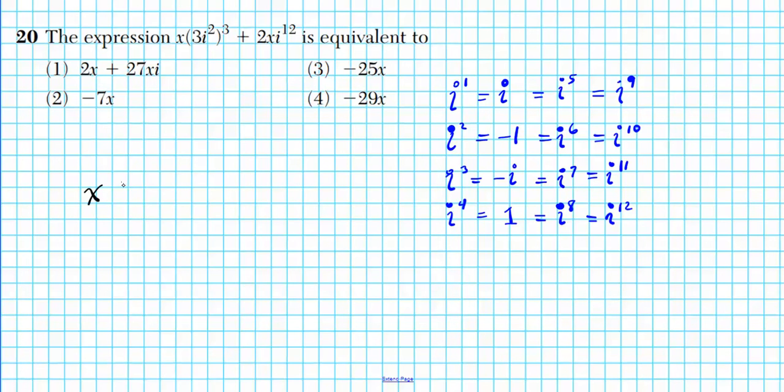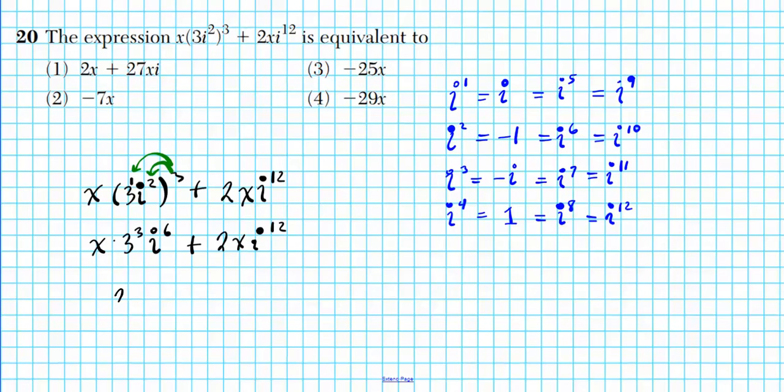So we have x times (3i squared) to the third plus 2x times i to the 12th power. Okay, so we're going to use the power of products, property of exponents to simplify this. So 3 has a power of 1. What we're going to do is distribute this power of 3 to the 3, which has power 1, and to the i, which has power 2. What does that give us? 3 to the third power times i to the sixth power plus 2x i to the 12th. Simplify this, you have 27x i to the sixth plus 2x i to the 12th.